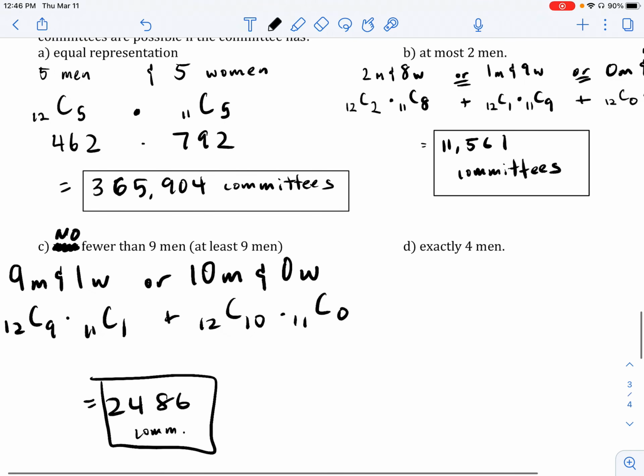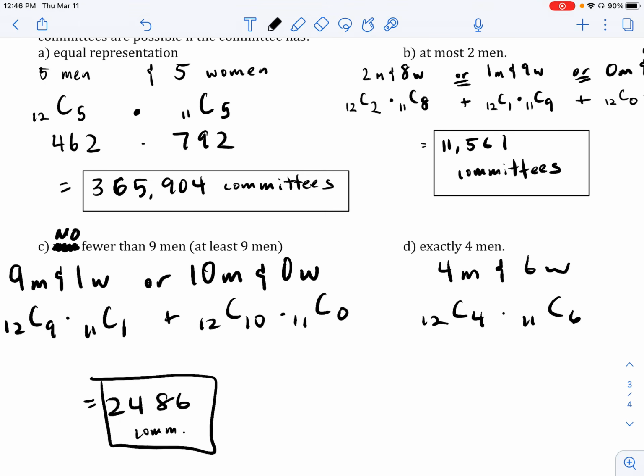And then if you want exactly 4 men, that makes things a lot easier. We want exactly 4 men and 6 women. So this would be 12 choose 4 times 11 choose 6. And this one comes out to 228,690 different committees. Okay? All right.